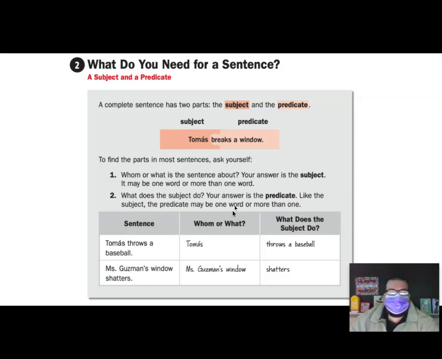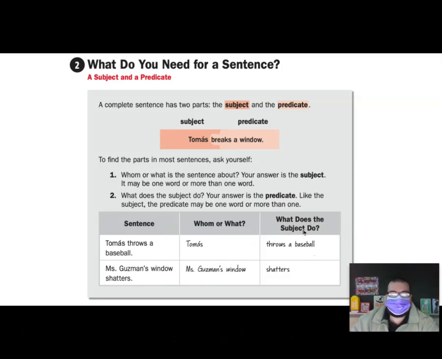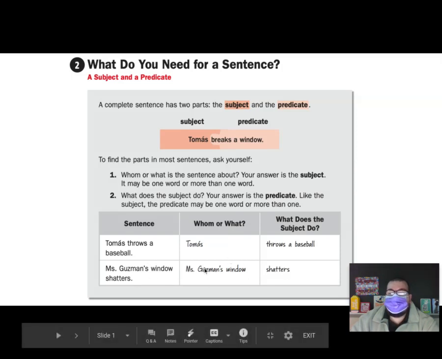So the sentence is, Tomás throws a baseball. So whom or what is Tomás? And what does he do? He throws a baseball. Miss Guzman's window shatters. So whom or what? So Miss Guzman's window. And what does it do? It shatters. Are we following so far? Okay.